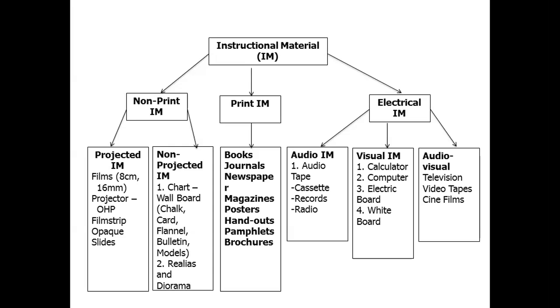For example, you will be dealing with literary pieces, and then the literary pieces is actually dealing with nature. So you can actually have a visualization, present a visualization with the nature and presenting the literary piece. Okay, and for print materials, we have journals, books, newspapers, magazines, posters, handouts, pamphlets, and brochures. For electrical instructional materials, it is divided into three: audio instructional material, visual instructional material, and audio visual instructional material. Okay, and so these are the types of instructional material.